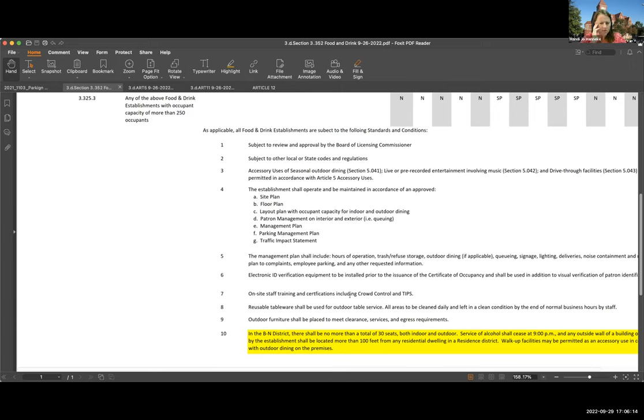What's the purpose of a 30 seat restriction? Because it borders on a BVC district, it seems a little bit heavy handed. And then along with that, is the 100-foot requirement only applicable to the BN district? And again, why? It almost seems like it might actually limit the plots that you could put a cafe on.